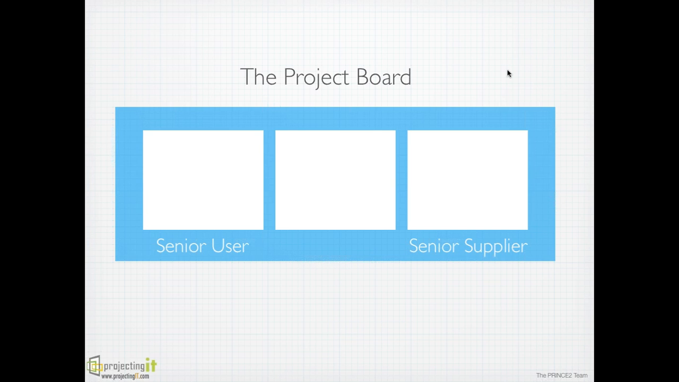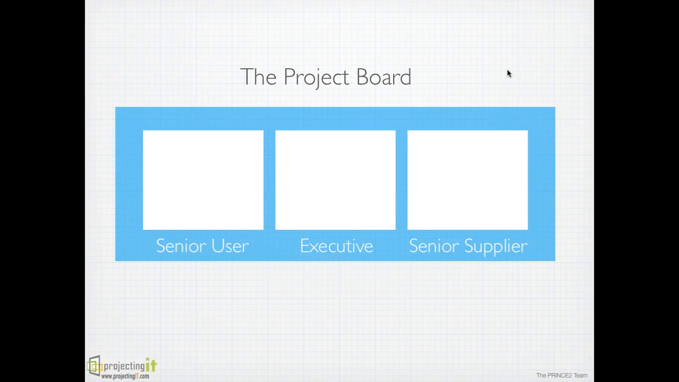So all the users who have requirements or who are going to use the products of your project, they send their representative, generally a senior person, who ensures that the need of users is protected. Whereas senior supplier, they provide you with the resources, technical solution, and they are responsible for delivering the solution. But we also need business representation, and the business is represented by the executive.